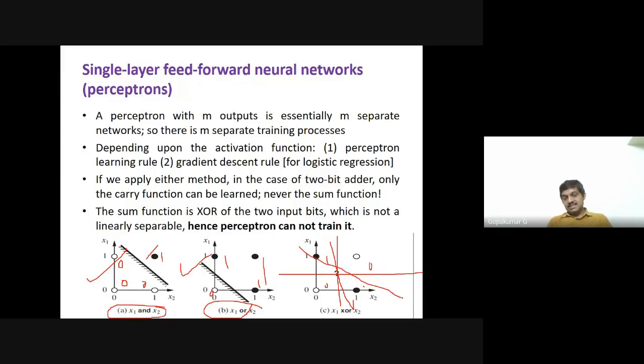That means it is an example for a non-linear case. It's not linearly separable. Nobody can draw a single straight line. But if you can have two straight lines, sometimes it may be useful, isn't it?